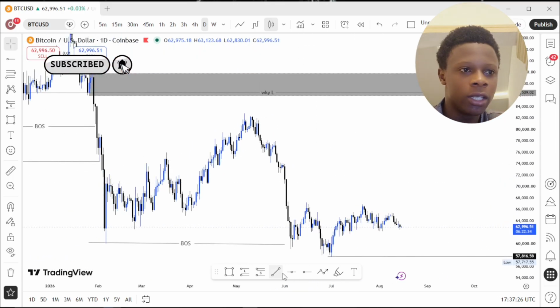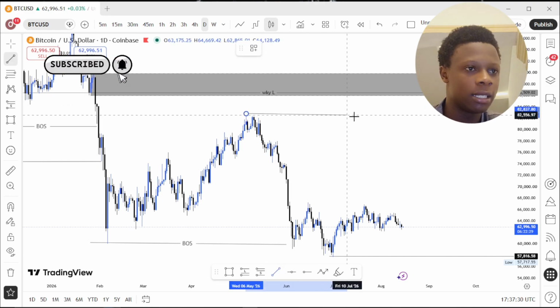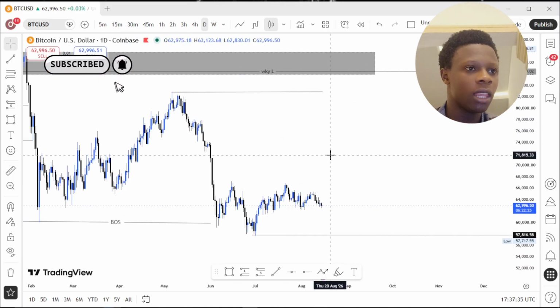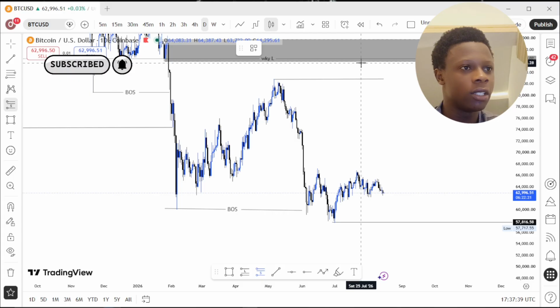It has a liquidity resting above. So we are using this low as a liquidity, this higher high as liquidity, right? So our next target is currently this very zone.